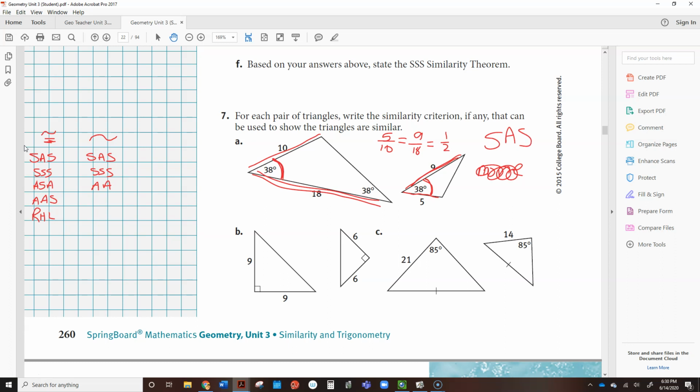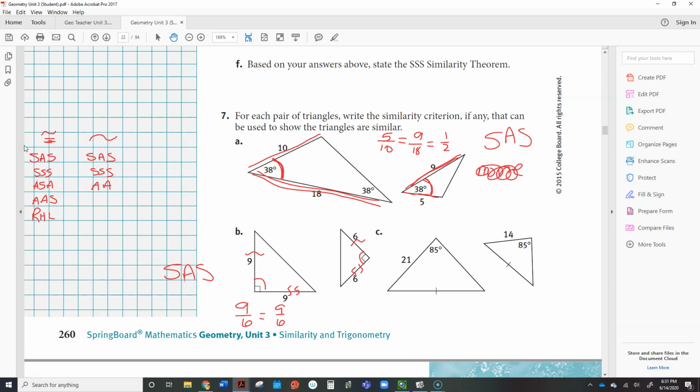Okay. This one is also side angle side. You've got a side, you've got an angle, and this side is proportional to this side, and this side is proportional to this side. And so it's 9/6 is equal to 9/6, and the included angle is 90 degrees, so this one is also side angle side.